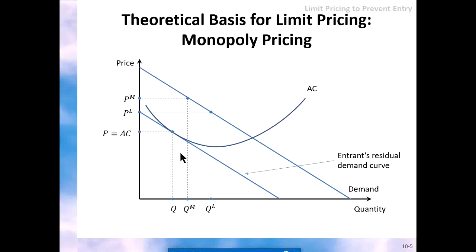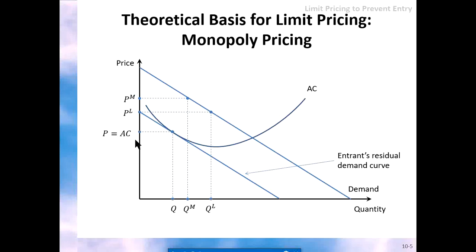But entering and producing exactly at Q units, total market output increases to Q for the new entrant plus QL for the monopoly. This pushes the price down to the point where P equals AC, or average cost, for the entrant, of course. So its economic profit here becomes zero at this price.